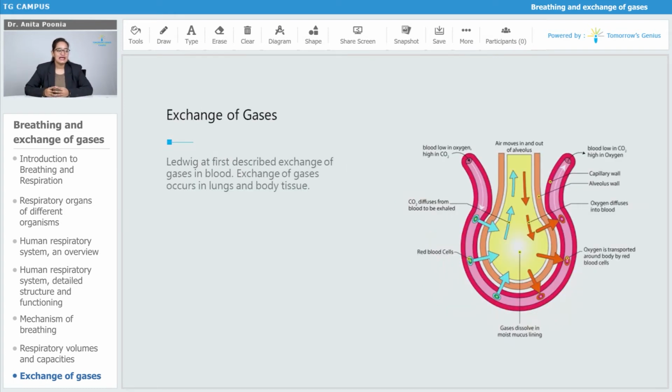Ludwig at first described exchange of gases in blood. Exchange of gases occurs in the lung and the body tissues. We can see different parts over here. You can see the blood capillaries over here. This is the alveoli, and you could very well see there are red blood cells. This is the oxygen diffusion into the blood. This is the carbon dioxide diffusion from the blood.